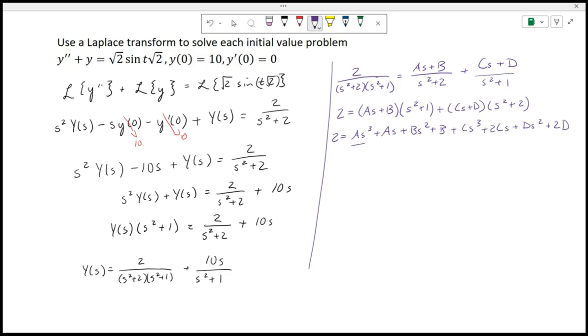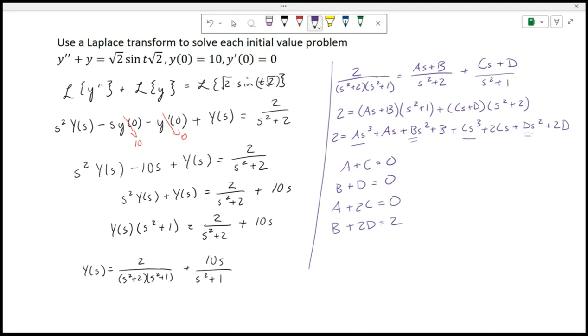So I have these two s cubed terms. So a plus c has to equal 0, since there is no s cubed on the left side of this equation. I've got an s squared term for b and d, so b plus d has to equal 0, since there's no s squared term on the left. For the s terms, I have a plus 2c, which also has to equal 0, because there's no s term. And lastly, b plus 2d equals 2, because those are the constant terms, which have to add up to the constant term on the left.